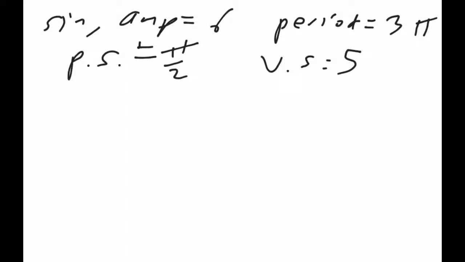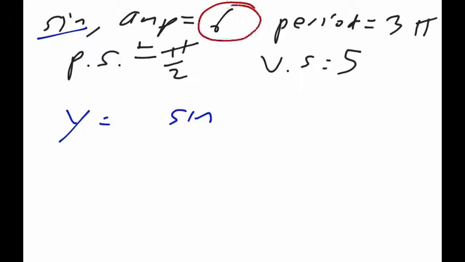Okay, let's try one more problem here. Since it's sine, we're going to have sine. Since the amplitude is 6, that goes in front. Since the vertical shift is 5, we put a +5 at the end.